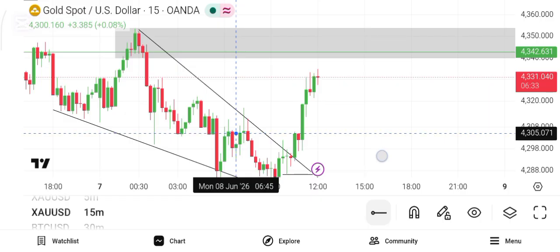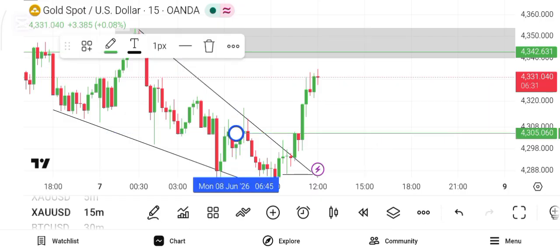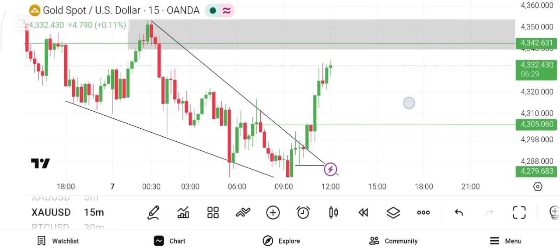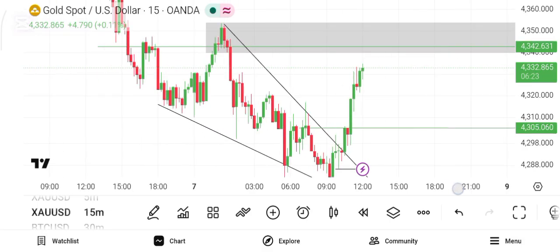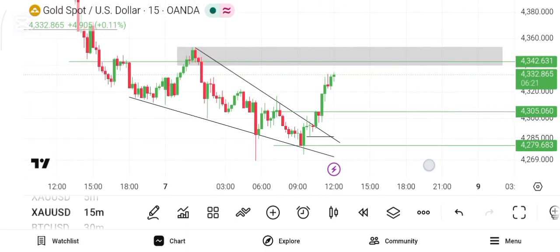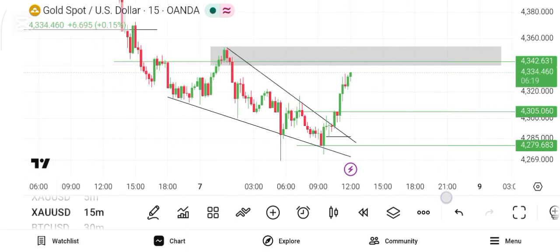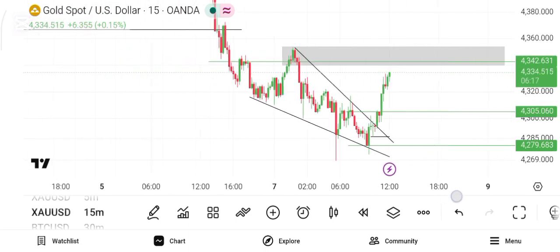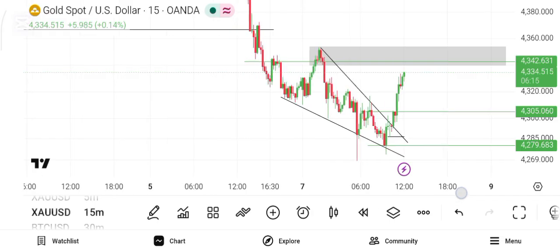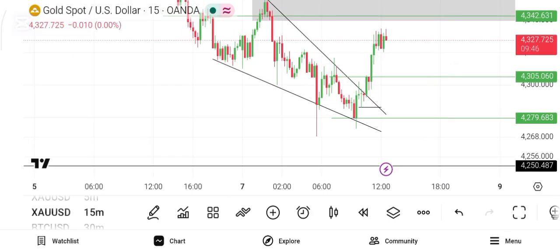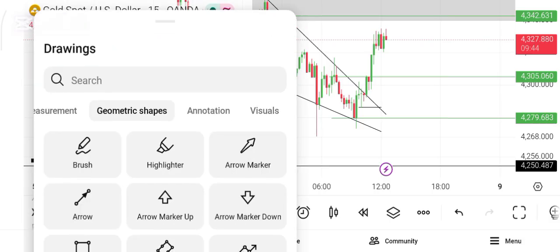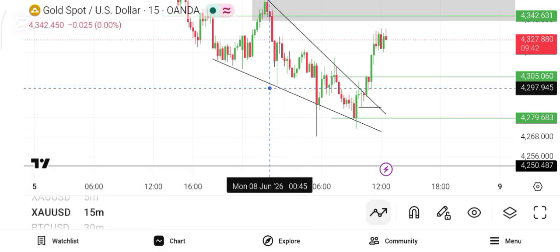Yes. So this is the resistance zone, and I have a POI here. I have a POI. You get? So we have a POI here. Let me show you something.